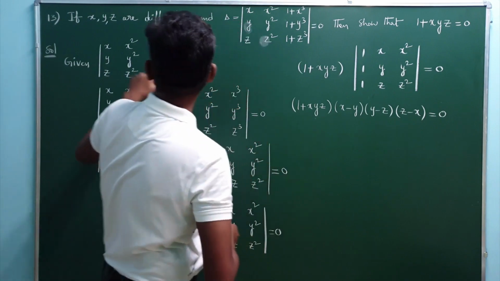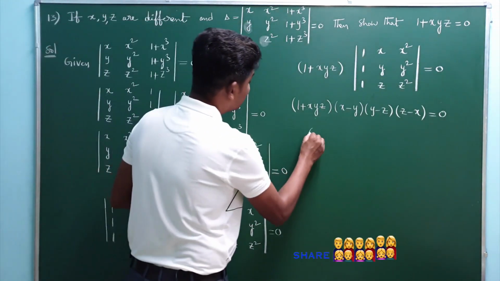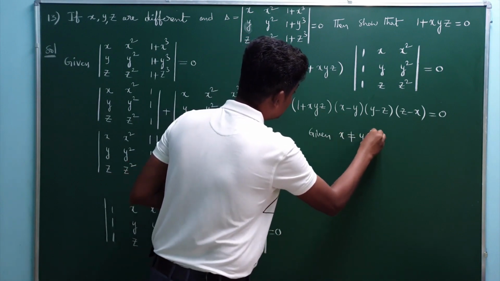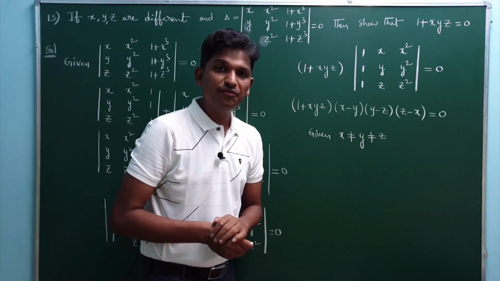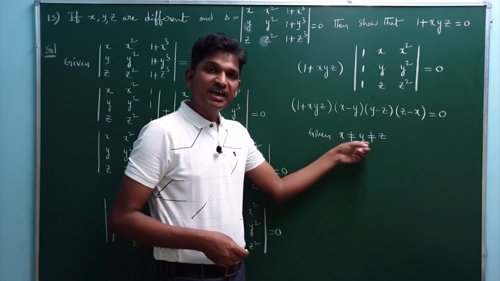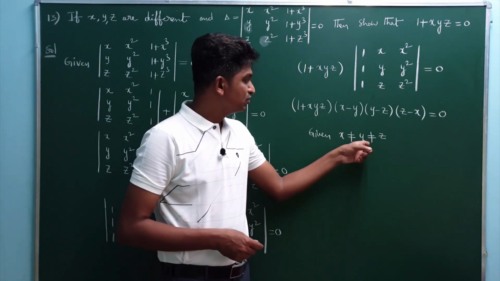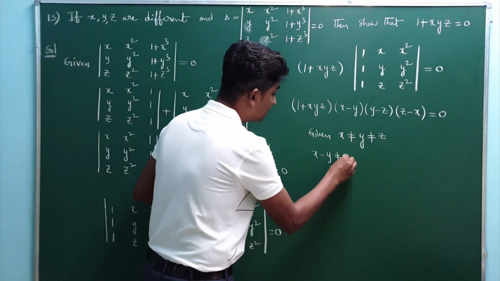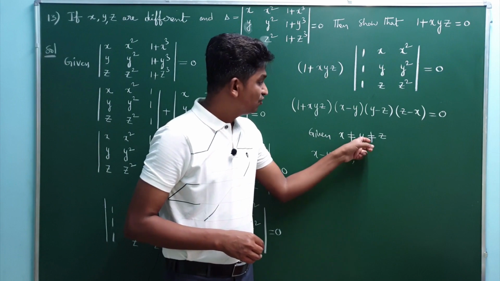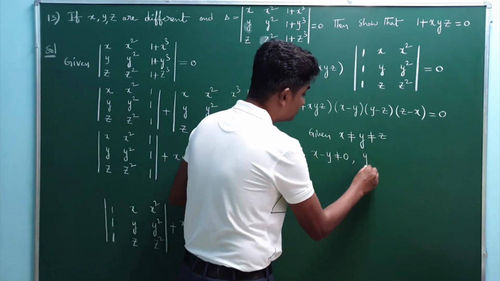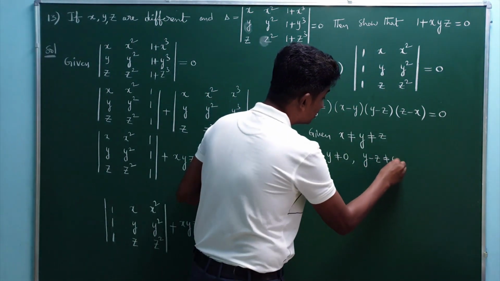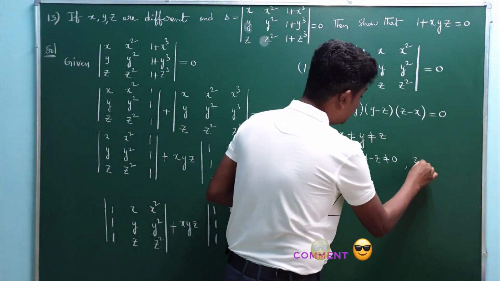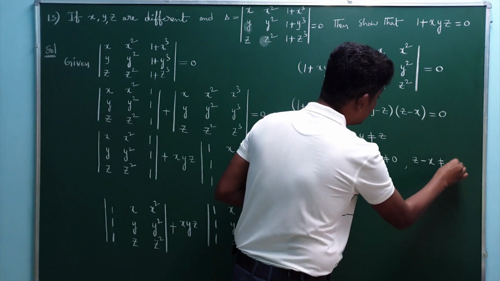Here, what they mention is x, y, z are different. They given this information also. x, y, z are different means x not equal to y not equal to z. They are all different. You take y to this side, x minus y is a non-zero number. x minus y is not equal to 0 clearly. As y is not equal to z, y minus z is also a non-zero number. As x is not equal to z, z minus x is also a non-zero number.